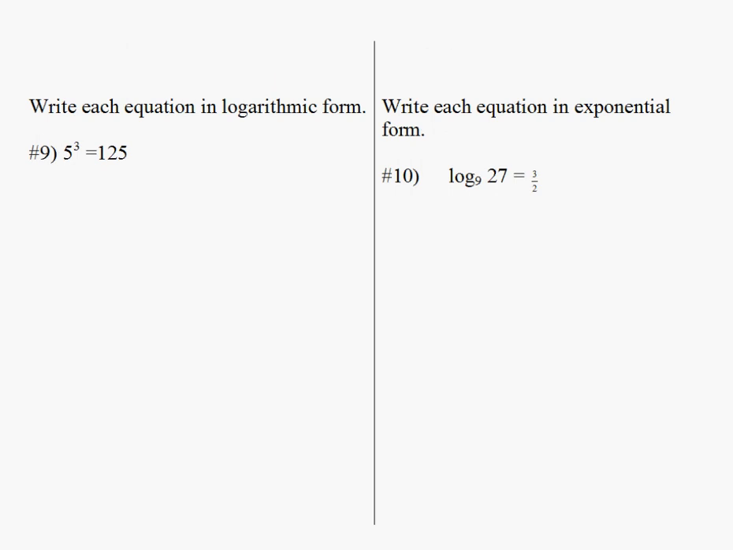Number 9, write each equation in logarithmic form. This will be log base 5 of 125 equals 3. This is the pattern you just have to be able to follow. Base becomes the base, exponent becomes by itself. What was by itself becomes the argument. Number 10, write each equation in exponential form. Our base is 9, our exponent is 3/2, equals 27.